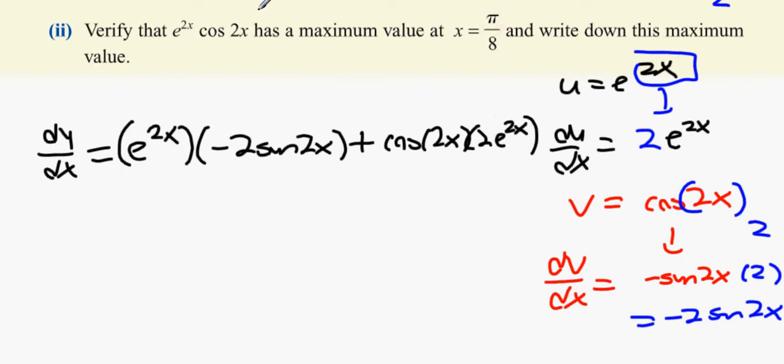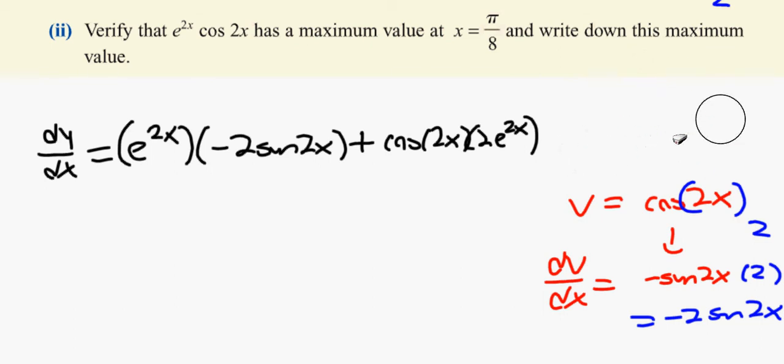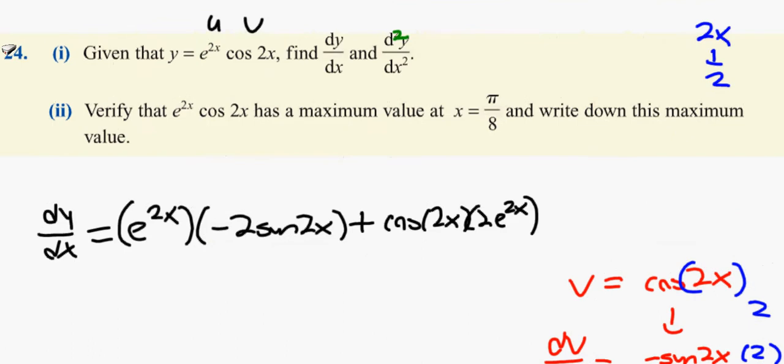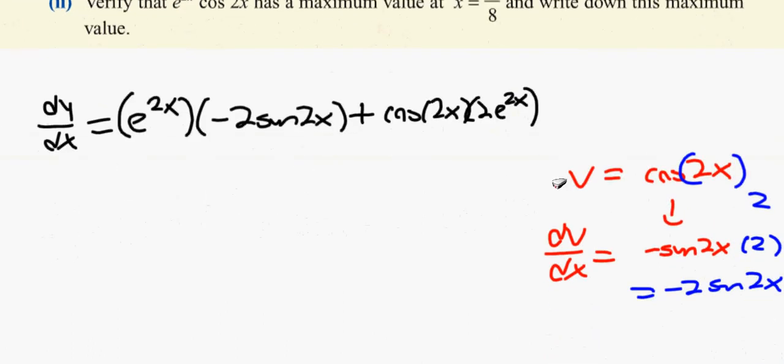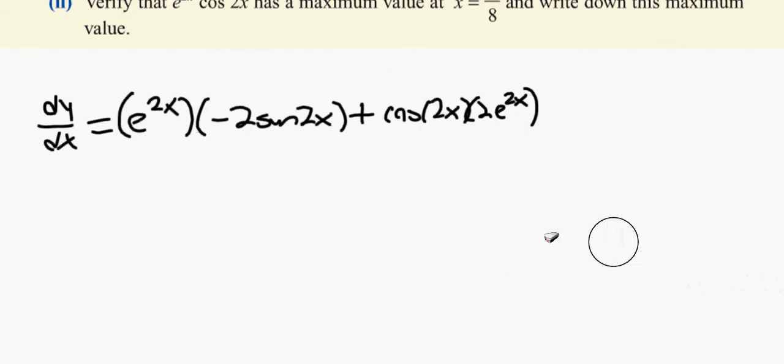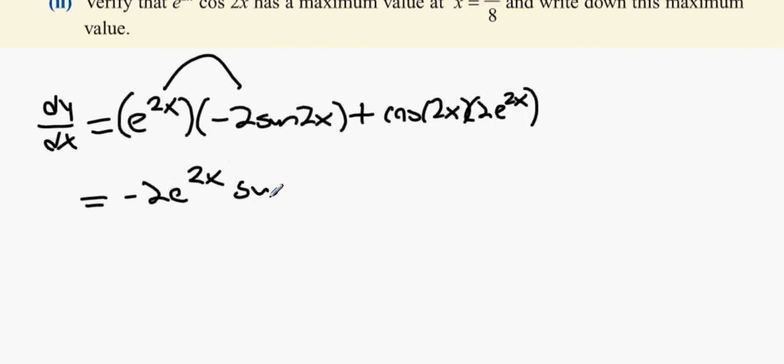Okay? Now, we're told it has a maximum value, so we need to write down what its maximum value is. Oh, sorry. We need to find the first and second derivative. So we're still on the first derivative at the moment. Once we've done that, what we're going to get is minus 2e to the 2x sine 2x plus 2e to the 2x cos 2x.